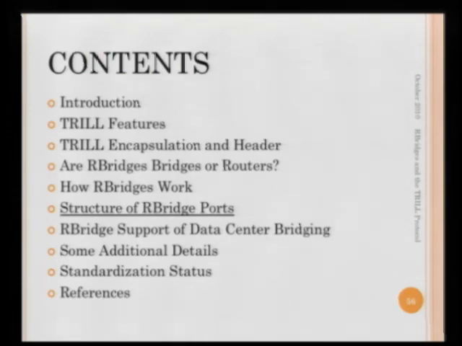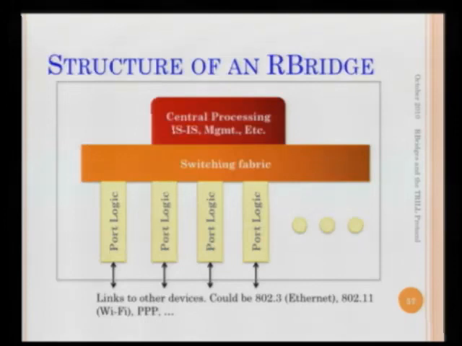I'm going to go into a little more detail on what actually happens when a frame hits an RBridge internally, in terms of the port structure and so forth. So here's a kind of nice generic diagram. Could be almost anything, a bridge or router or whatever. It's got port logic, it's got switching fabric, it's got control logic. What more could you ask for? Anyway, and of course the links at the bottom could be Ethernet or Wi-Fi or whatever, PPP, who knows.